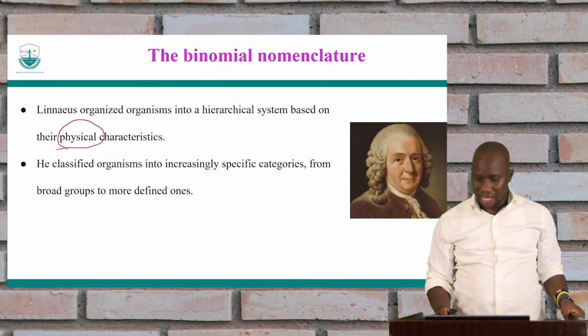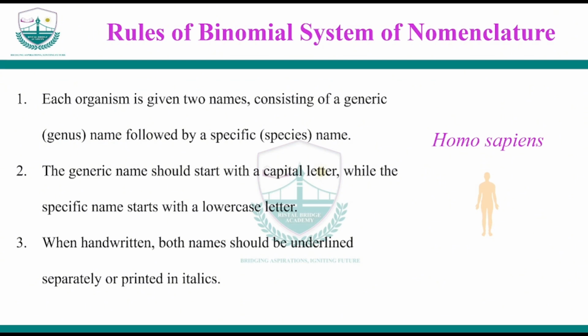We noted that when we are using the binomial system of nomenclature, we have to follow certain rules. The first rule is that each organism should have two names. The first name is the genus name, which you can call the generic name, and the second name is what we term the species name. Basically, we can also term it as a specific name.